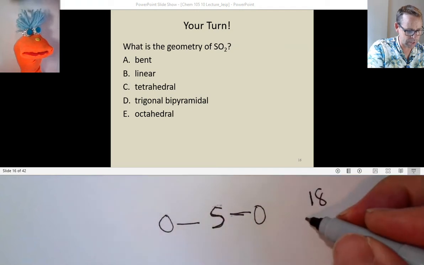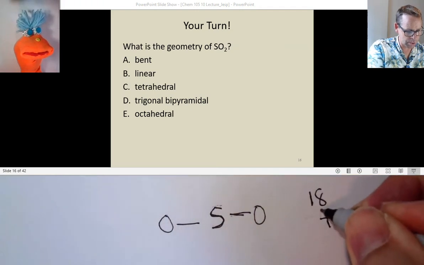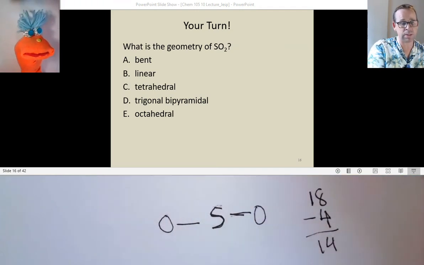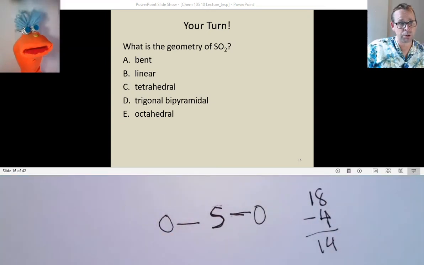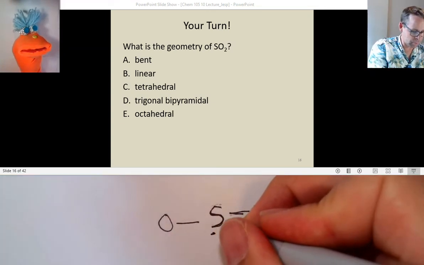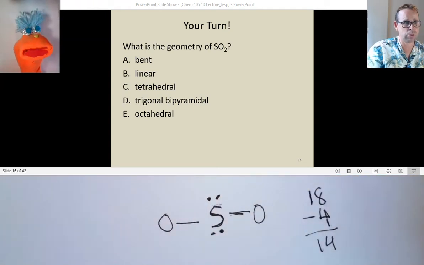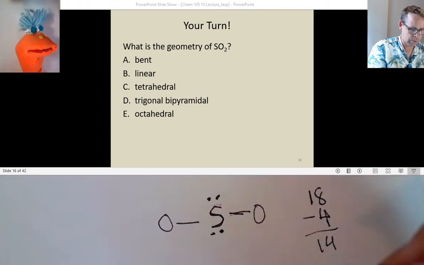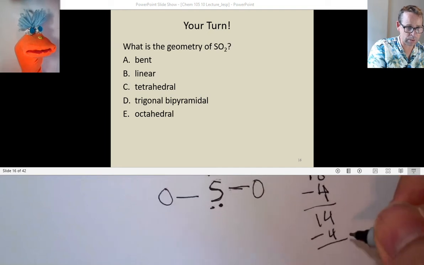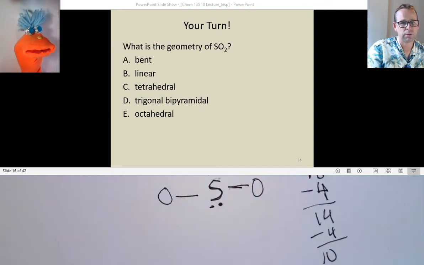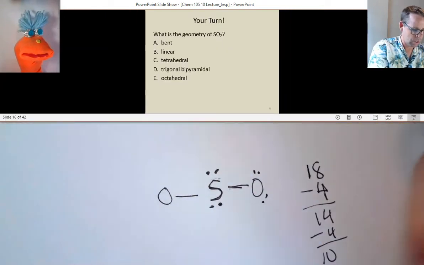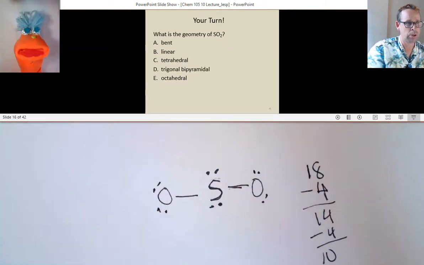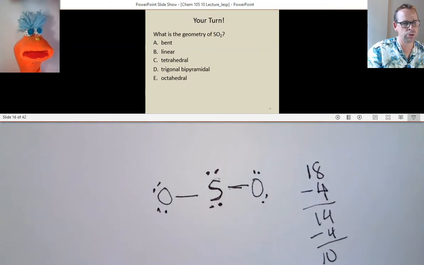1, 2, 3, 4 valence electrons are already on the board in our skeleton molecule, so we have 14 valence electrons left. What are we going to do there? Put some on sulfur. All right, I'm going to put some on sulfur. 1, 2, 3, 4. Is that good? Yeah, that's good. Now try some on oxygen. So I'm going to make sure I don't lose my accounting here. 10 left. All right. 1, 2, 3, 4. Is it okay if I go like this? 5, 6, 7, 8? Yeah, that's a good idea because sometimes you need to do that.